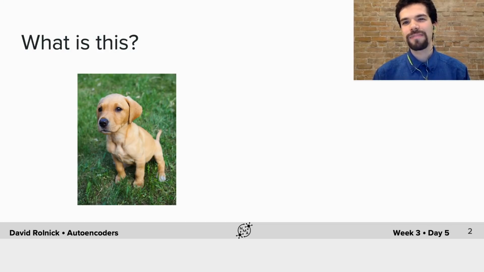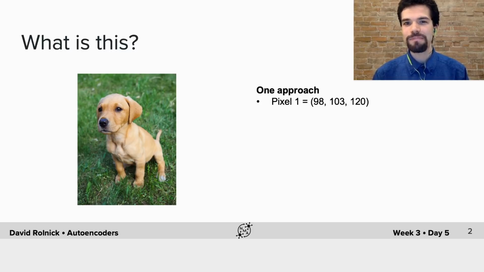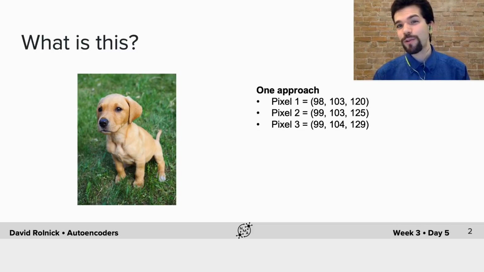What is this? How would you describe it? There are a couple of ways. First, you could say, well, pixel 1 is 98 in red, 103 in green, 120 in blue. Those are the RGB values. Pixel 2, by contrast, is 99, 103, and 125. Pixel 3 is this, and so on. That's one way to do it.